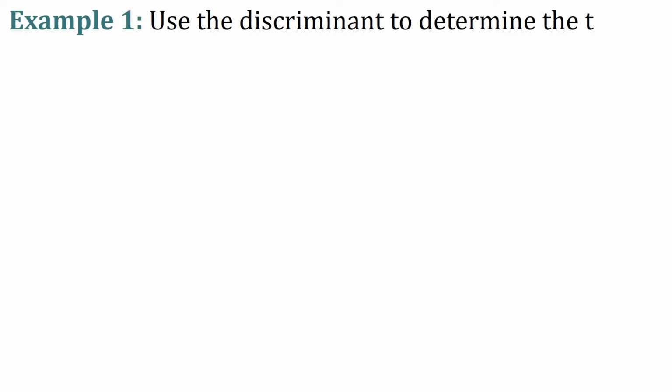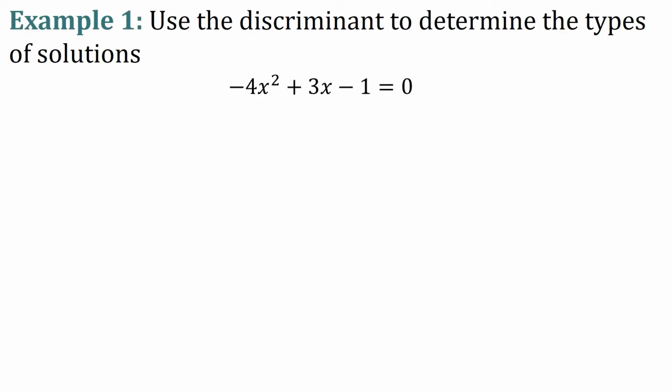So let's look at an example. We're going to use the discriminant to determine the types of solutions for the function negative 4x squared plus 3x minus 1 equals 0. Now, just like with the quadratic formula and with factoring, your function must be equal to 0. This one already is, but if it wasn't, then we would have to manipulate the function to make it equal to 0. Remember, your discriminant is b squared minus 4ac.